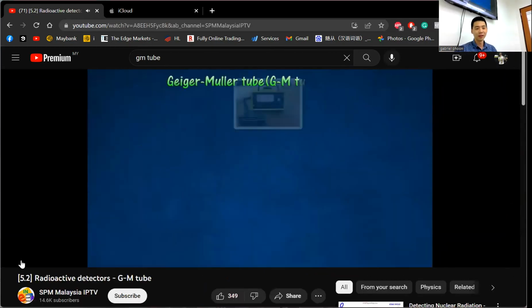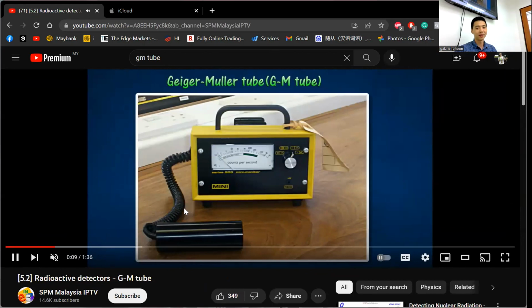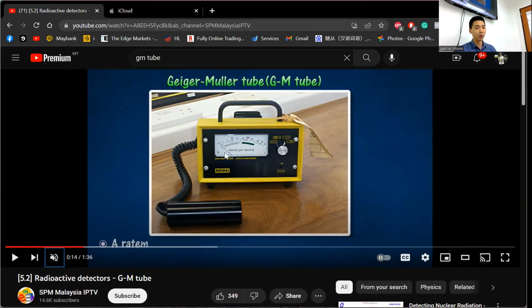Now this is a mini Geiger-Müller tube. It basically calculates the radiation counts per second, guys. But in your syllabus, they will change it. Sometimes the units for radiation could be in counts per minute, sometimes counts per second, sometimes some random number. It doesn't matter, because usually the magnitude, which is the number in front, is important only.